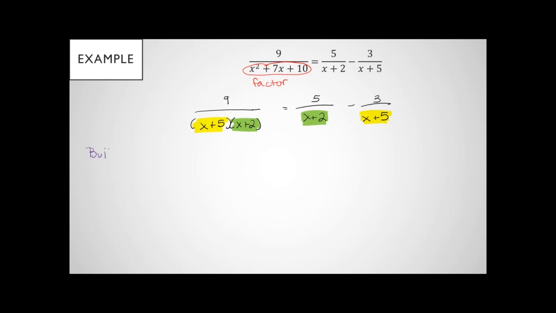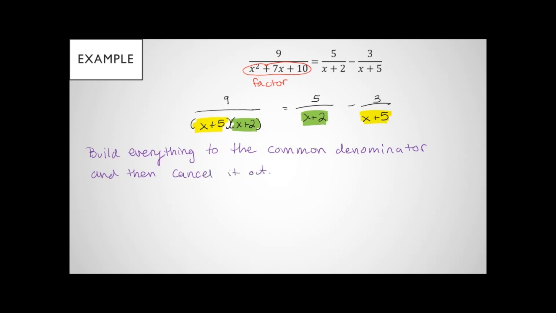So build everything to the common denominator, and then cancel it out. So you'd be multiplying the 5 over x plus 2 by x plus 5 on the top and the bottom. And you'd be multiplying the 3 over x plus 5 by x plus 2 on the top and the bottom. So the missing color. And then the denominators will match, and you can just cancel it out.